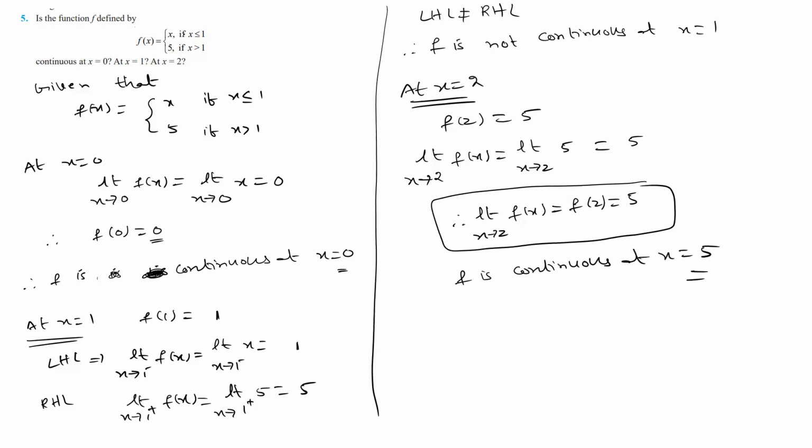So here, 0 is less than 1, so this function is continuous only. Even 2 is greater than 1, that's why this function is continuous only. But at x equal to 1 only, this function is not continuous. So this function is continuous at every real number except 1 here.